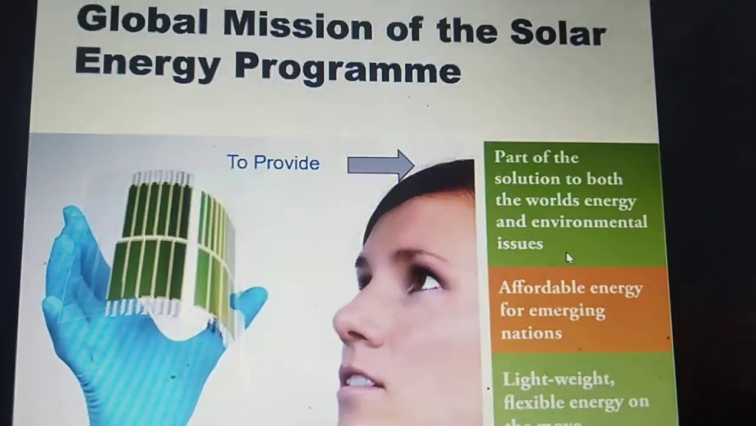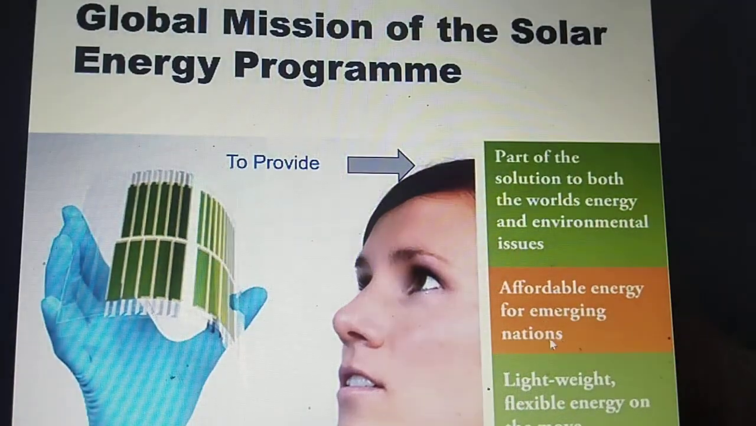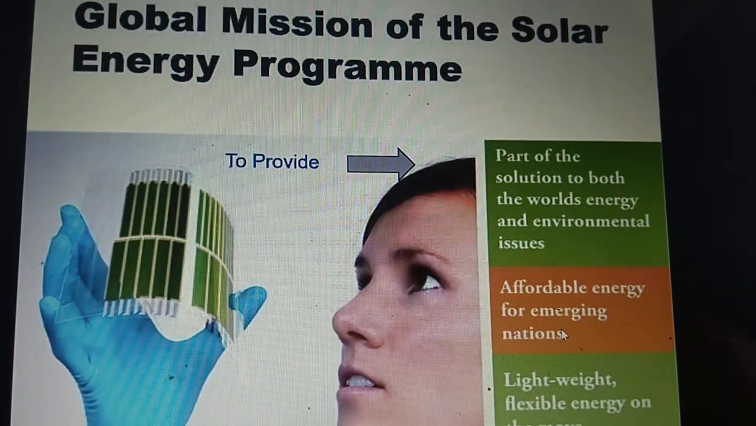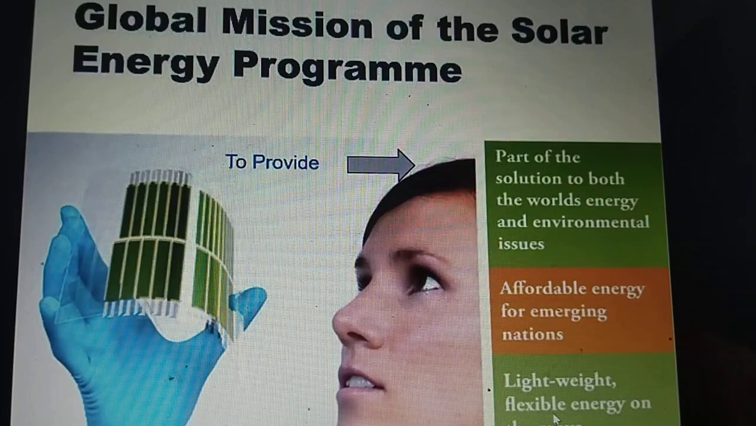The second focus is affordable energy for energy consumption. We don't want energy only, we want cheaper energy. That is also very important, because for economically weak nations, if they have to use it, it should be economically viable. The third one, lightweight flexible energy on the move.